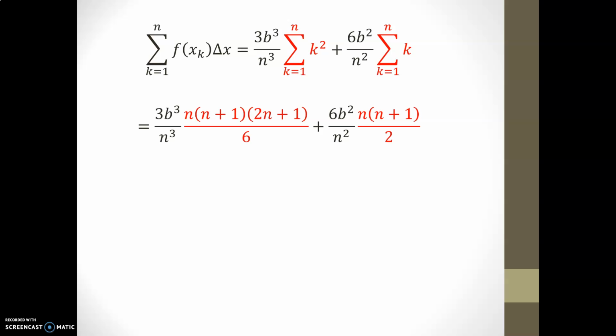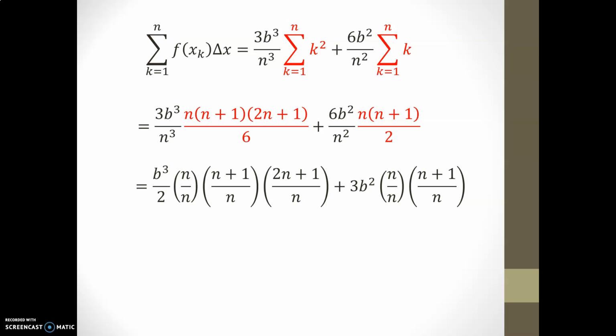In the case of the sum of k squared, n plus 1, 2n plus 1 over 6 is the total value of that summation. In the case of the sum of k, n plus 1 over 2. As we've done in the past, one way to simplify this expression is to regroup numbers with numbers. So in the first fraction, 3 over 6 is a half. In the second, 6 over 2 is 3, so the numbers were simplified. And the n cubed and n squared dividers were distributed to each term of the numerators that were presented in each fraction.